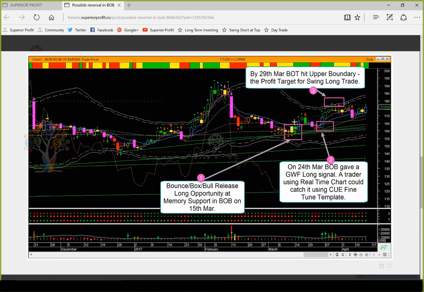Along the way, price came down to the value area and tilted up again with a bullish cyan-colored flow candle. So if somebody was keeping an eye on the stock, they could have entered long on this candle, but not at the close of the day. Using real-time data and the fine-tuned template, they could have entered near the beginning of the candle.